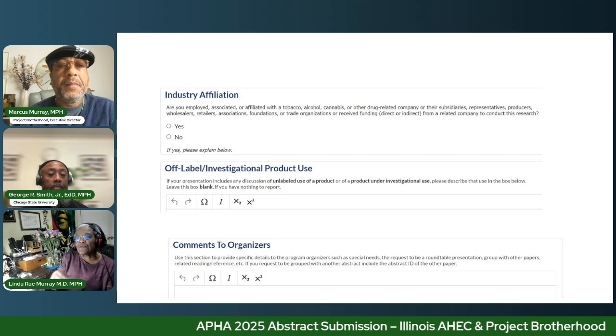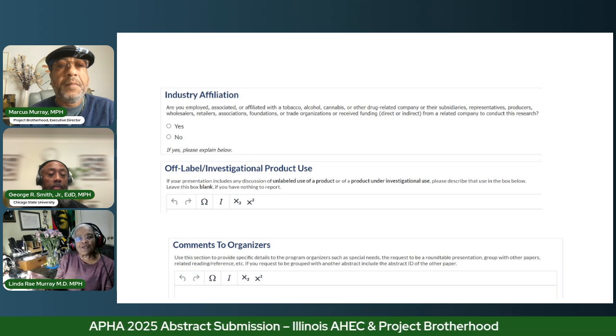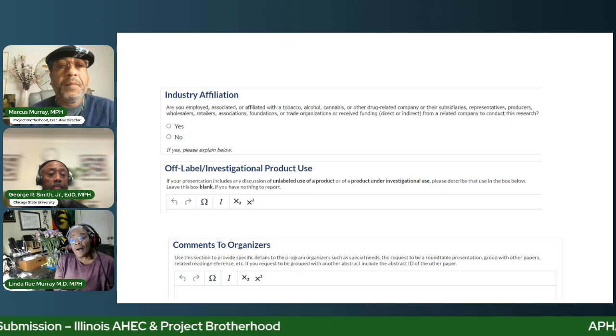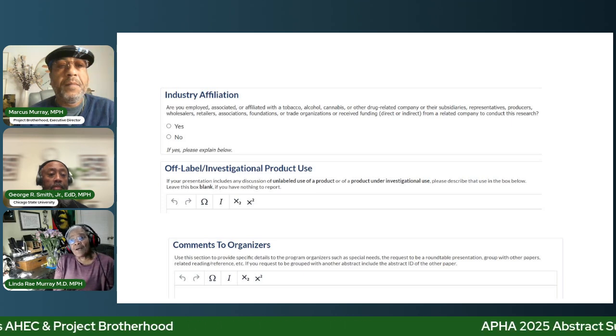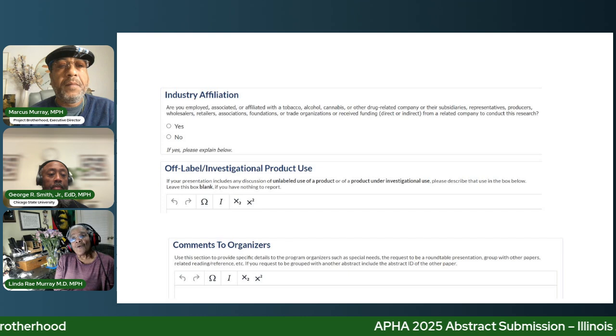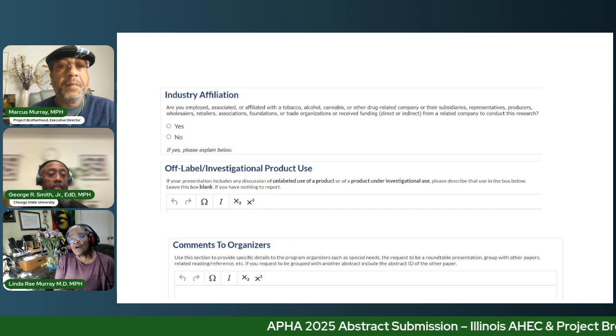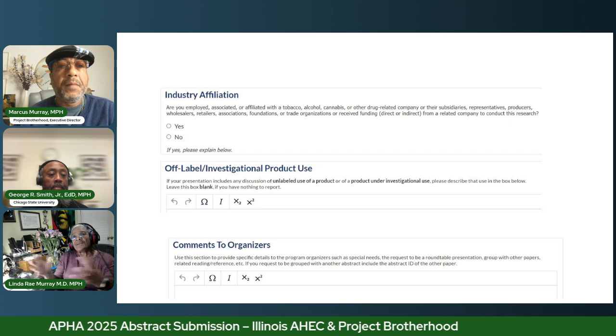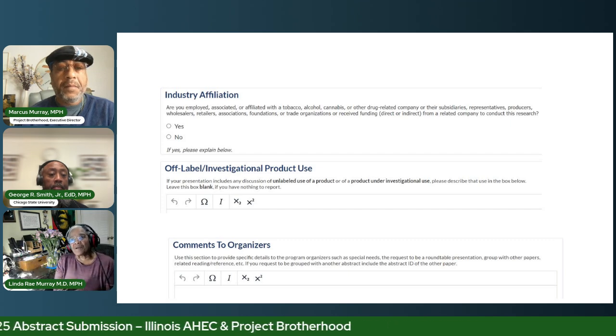And lastly, don't forget to communicate with organizers if you can, if you have information that you want them to know. I know in the past, Project Brotherhood has organized some sessions around men's health, and they wanted to communicate. How did you communicate to the organizers that you wanted certain papers together, Marcus?